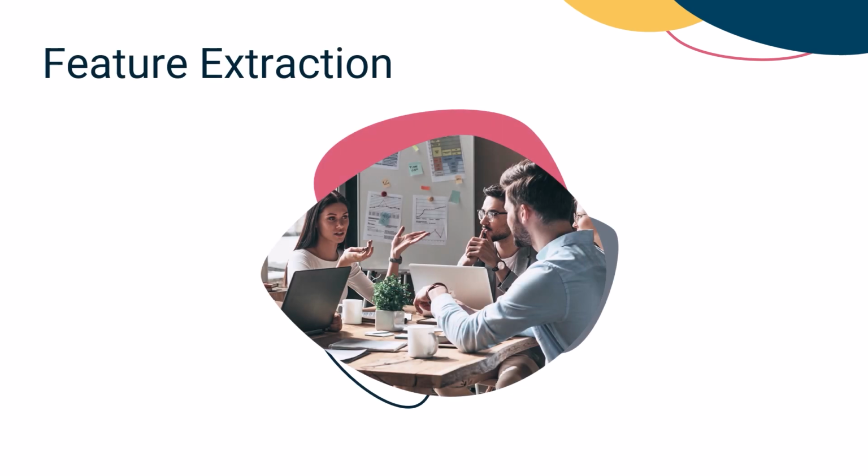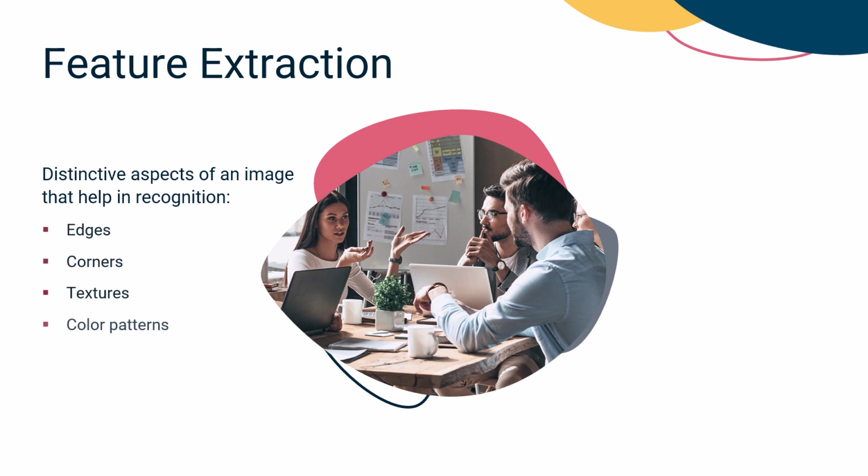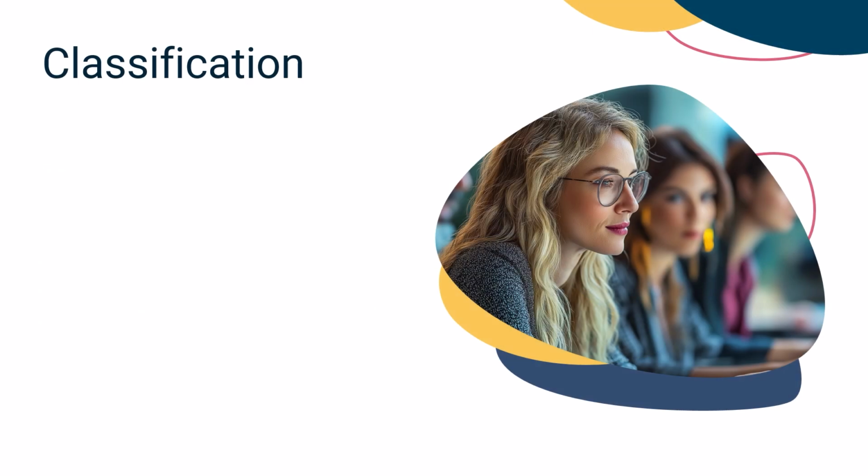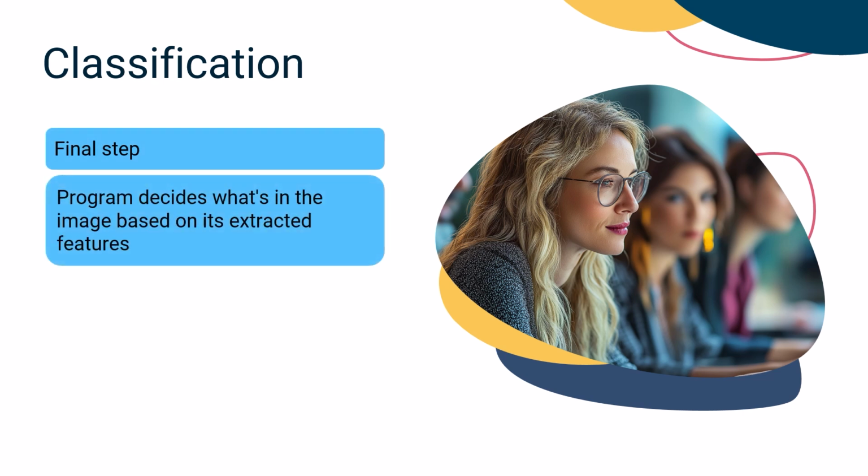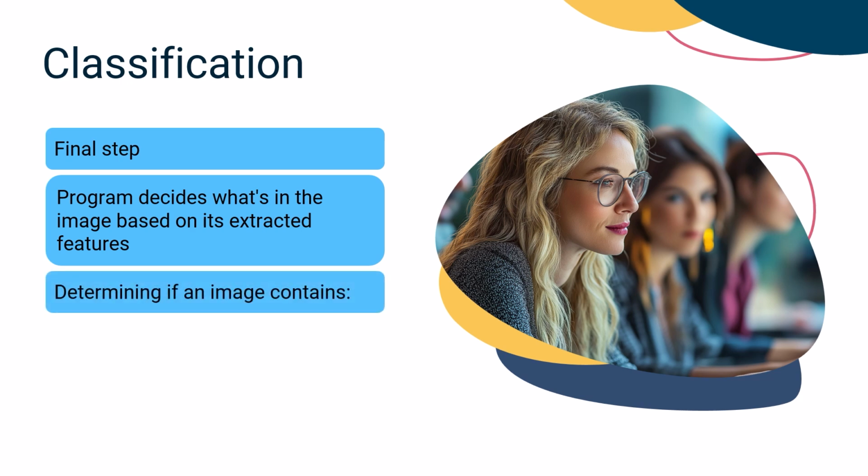What is feature extraction? Features are distinctive aspects of an image that help in recognition. These could be edges, corners, textures, or color patterns. Extracting these features helps the computer focus on the important parts of an image. Classification is the final step where the program decides what's in the image based on its extracted features. Classification might involve determining if an image contains a cat, identifying a person, or recognizing text.